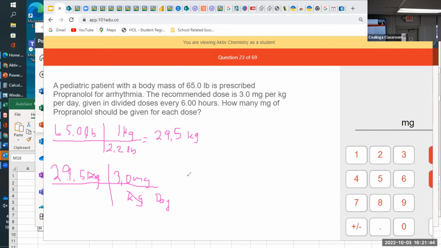Okay, so then that gives us... Then we need, since they're asking for every 6 hours, we need to put in an hour, right? So we need to change. So how many doses would it be in one day? So how many hours are in the day?